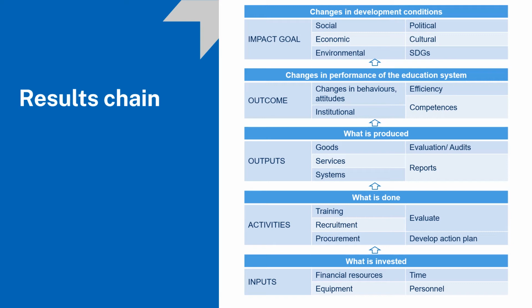and how they will go about it, inputs and activities. As you can see in this example, your inputs, what is invested, such as financial resources, equipment, time, and personnel, allow you to implement activities, such as training and recruitment, which allows you to produce outputs, such as goods and services, which can lead to outcomes, changes in behaviors, ultimately contributing to impacts, overall social, economic, or cultural changes.